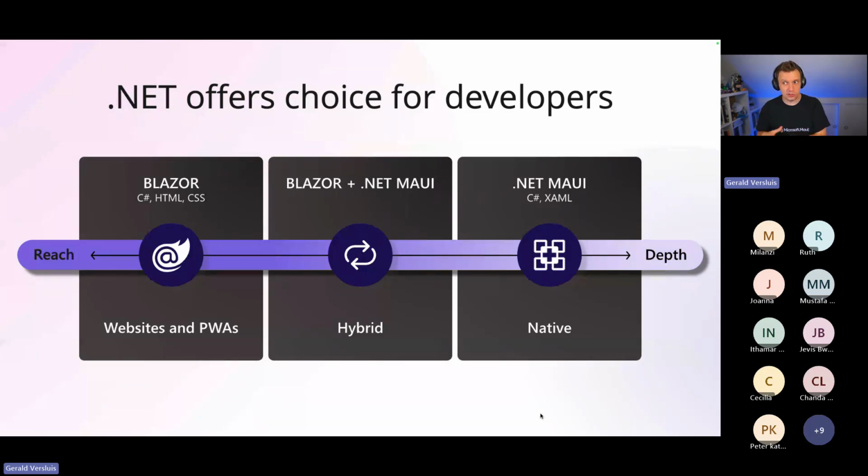If you need a little bit more power than that, and you also need access to the sensors, the geolocation, all that kind of stuff, you can use Blazor and .NET MAUI, right? You can use that hybrid approach. And if you really want the performance, use the stuff that is designed for the platform that you're running on, you should go with .NET MAUI.